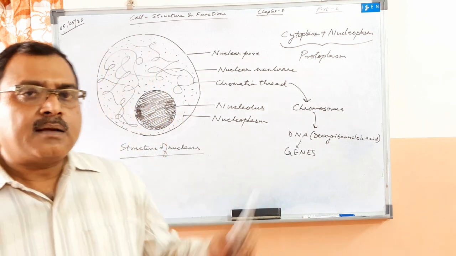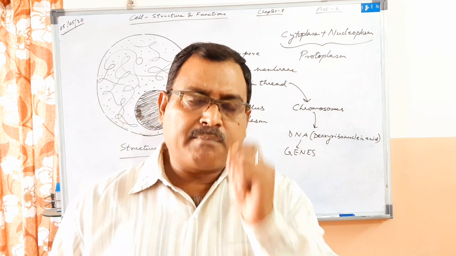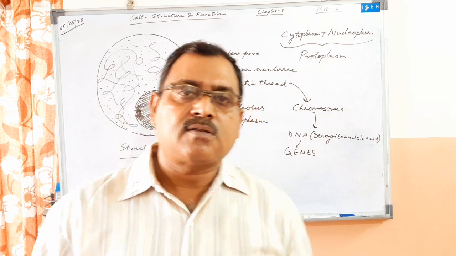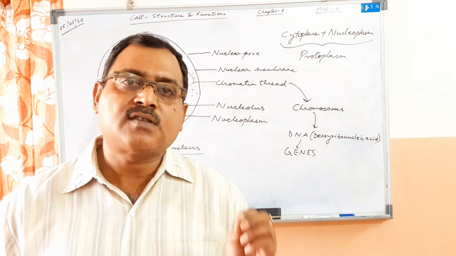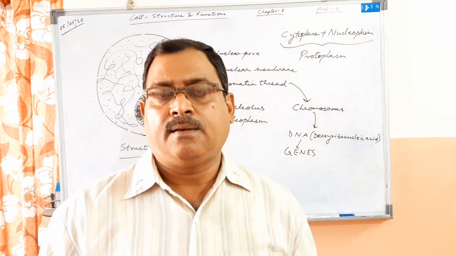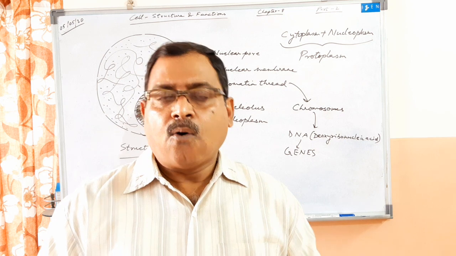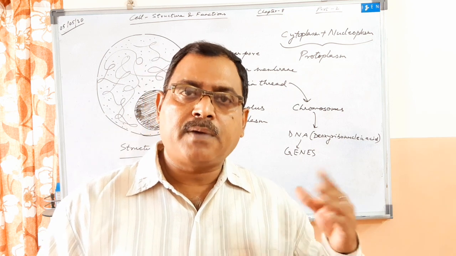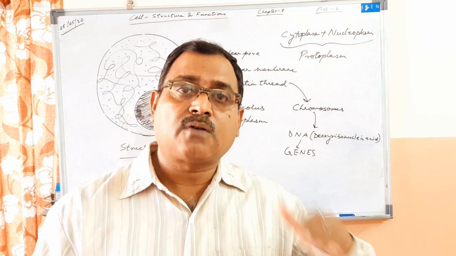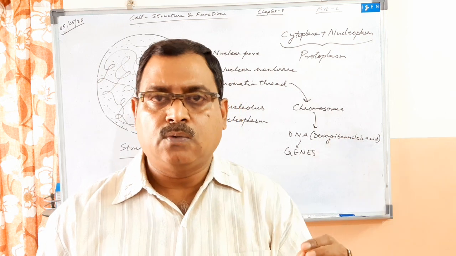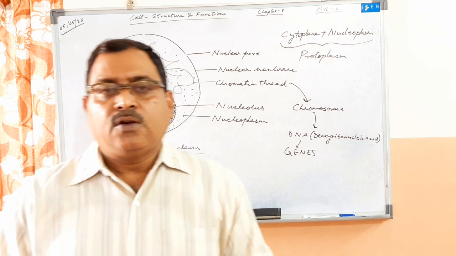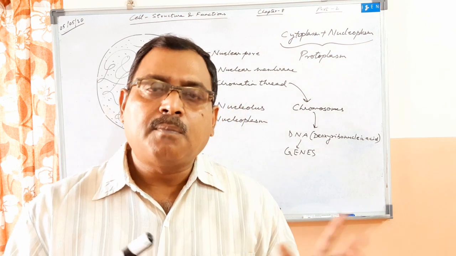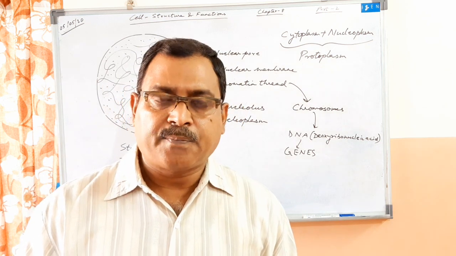DNA is made of small fragments called genes, which are the units of heredity. You can say genes are the hereditary material. All the information from the parents, from grandparents, means from your forefathers, are passed to you through the genes. So that is all about nucleus.